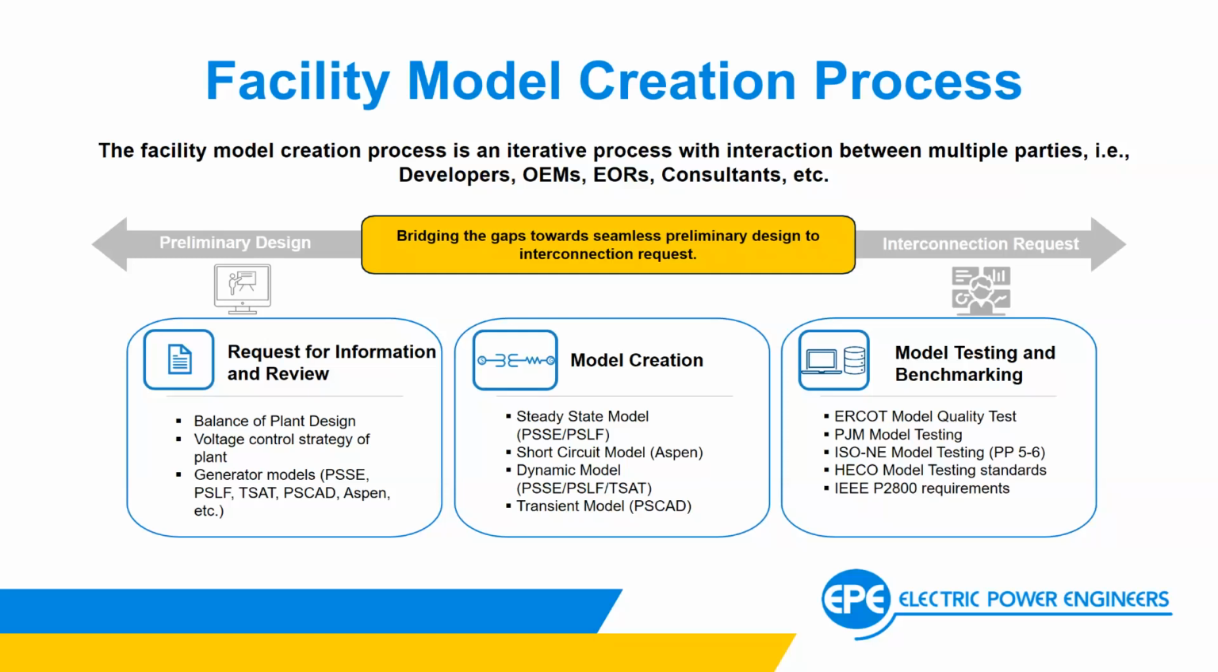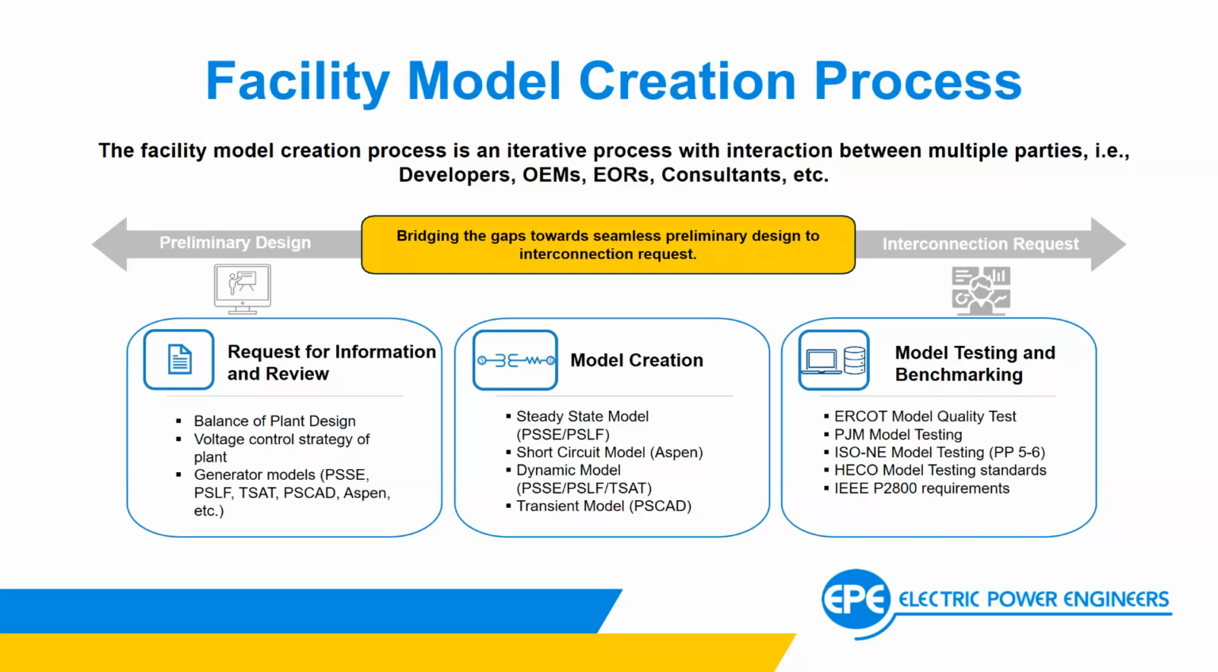But I'm going to focus on these first two, the request for information review and model creation process. There are different components to each of those. Basically, we're asking for all of the data with regards to the project: the balance of plant data, the control strategy, voltage, frequency, any kind of shared control for hybrid projects, et cetera. And then one of the bigger items, requesting the generator models from folks like Steve and Power Electronics and other OEMs, and getting those models for the interconnection process and performing the studies.